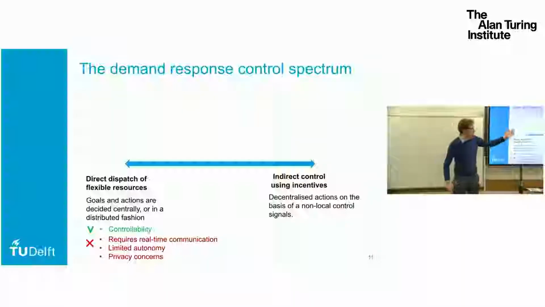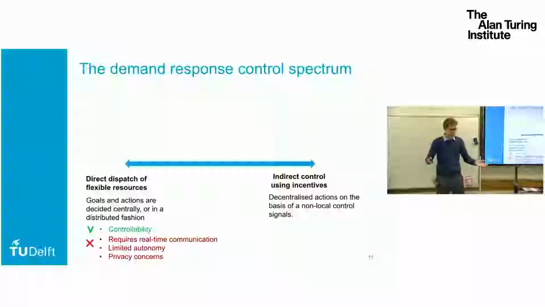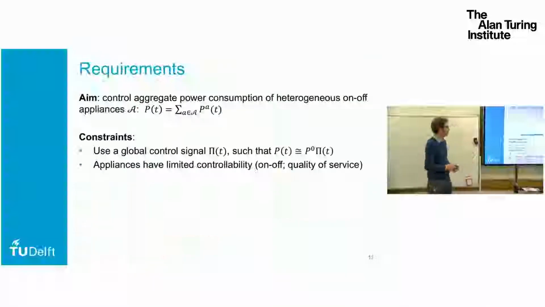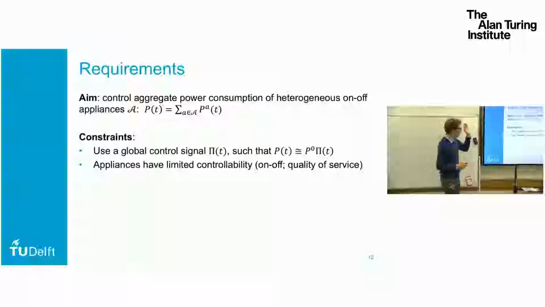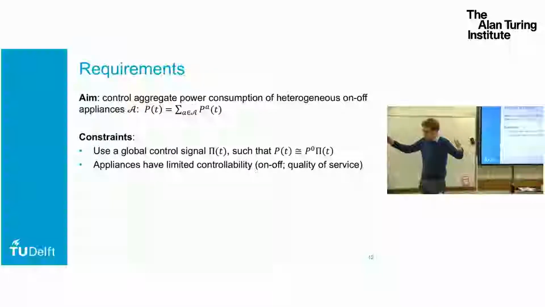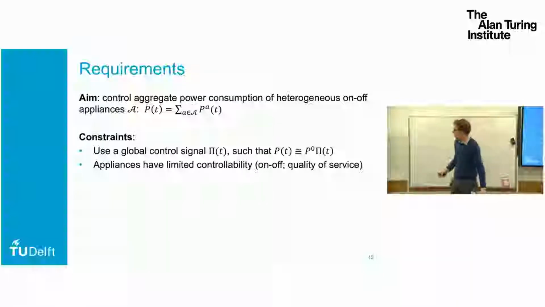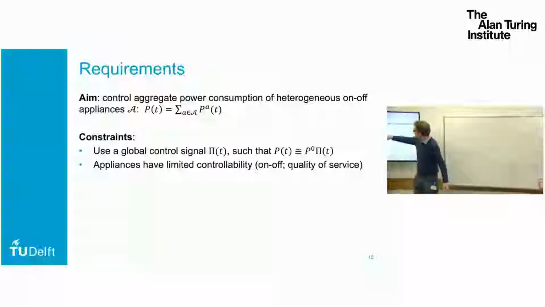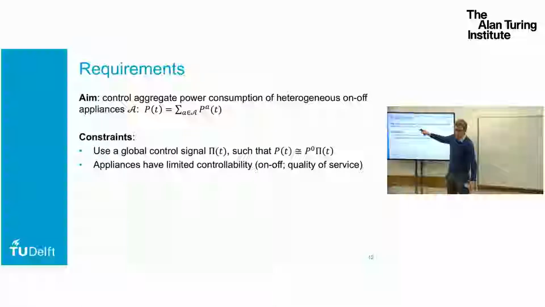So we're trying something in the middle, in a kind of mean field sense, and that's why it's being presented here. Our requirement is that we want to control the aggregate power consumption of a large, heterogeneous collection of on-off appliances. The power consumption is the sum of the power consumptions of the individual appliances. That's the thing we want to control.